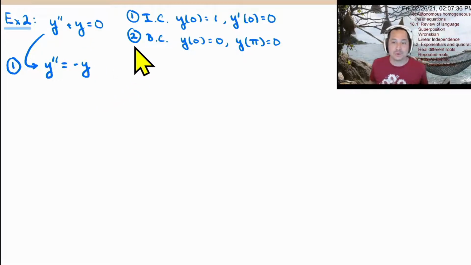Good question, Sage. When I get to the boundary condition part, well, it's boundary condition. It means boundary condition. And so when I get to that part, I'll lay into that language pretty heavily.